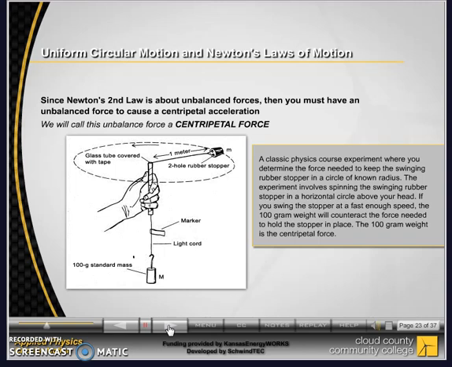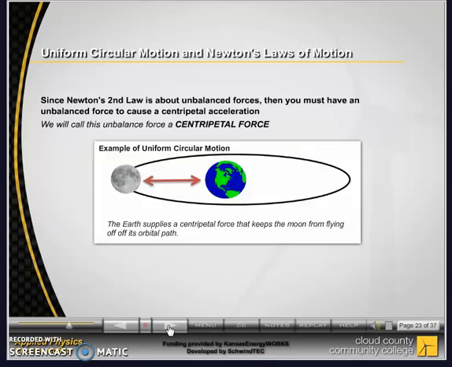The experiment involves spinning the swinging rubber stopper in a horizontal circle above your head. If you swing the stopper at a fast enough speed, the 100-gram weight will counteract the force needed to hold the stopper in place. The 100-gram weight is the centripetal force. Likewise, you can see that the Earth is supplying a centripetal force to keep the Moon from flying off its orbital path. This is a gravitational force, which is also called a centripetal force.